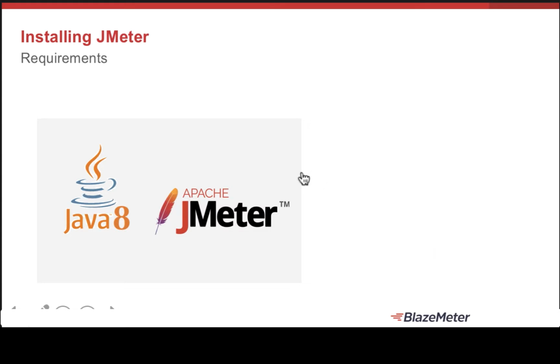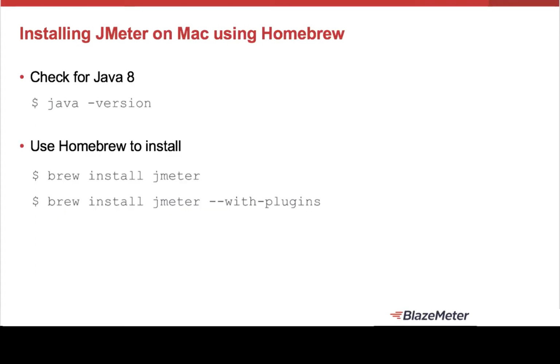The optional additions, which are really kind of essential, are the JMeter plugins. So you have a stack here: you have Java, you have JMeter, and then probably you would like to install one or more plugins on top of that. We will start by installing JMeter on our Mac.